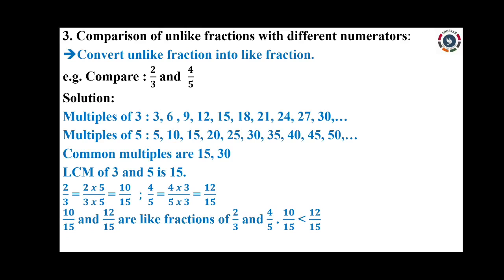Now we can easily compare the like fractions. 10 by 15 is less than 12 by 15. Here, 12 by 15 came from which unlike fraction? 4 by 5. So 2 by 3 is less than 4 by 5. The answer is 2 by 3 is less than 4 by 5. I hope, students, you now understand how to convert unlike fractions into like fractions. This is most important.